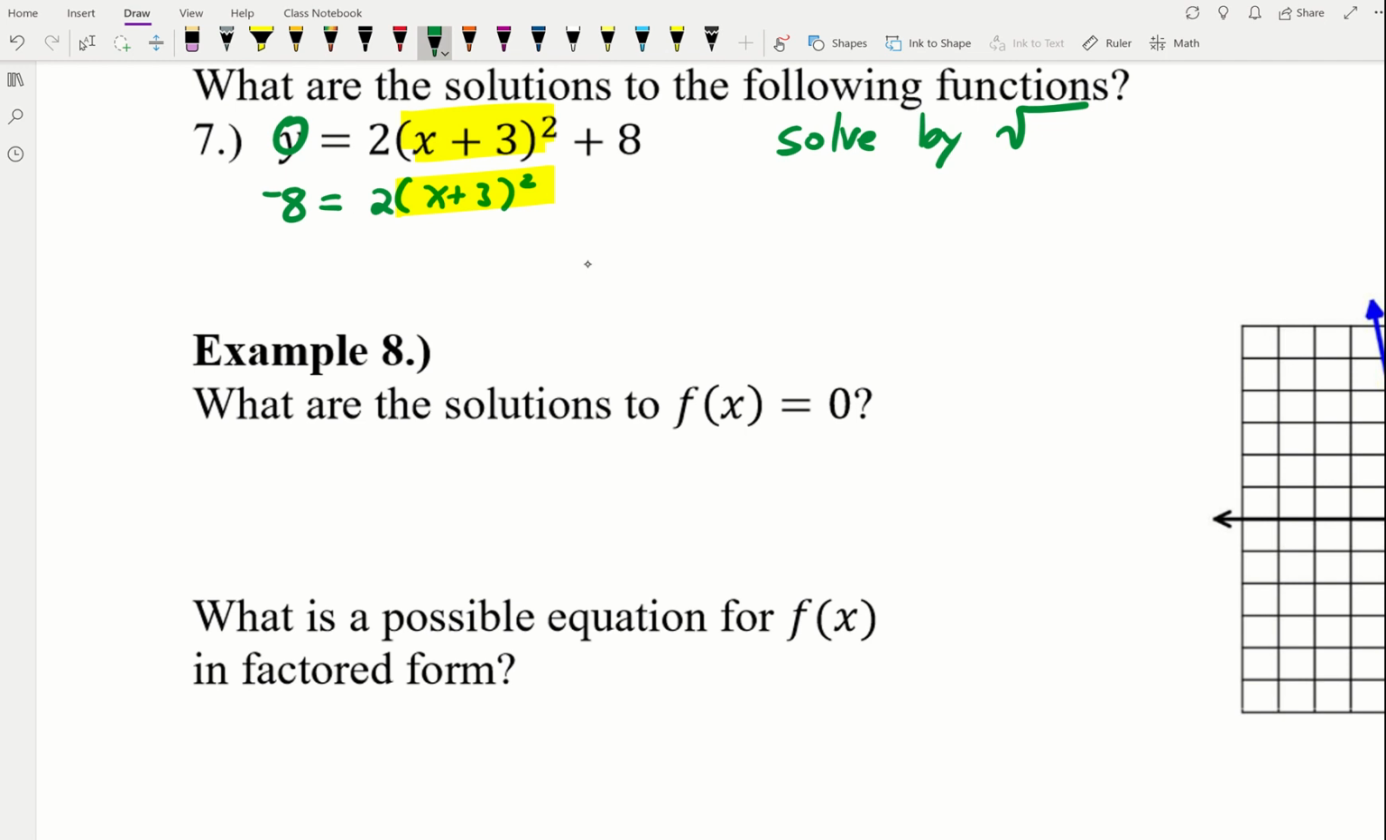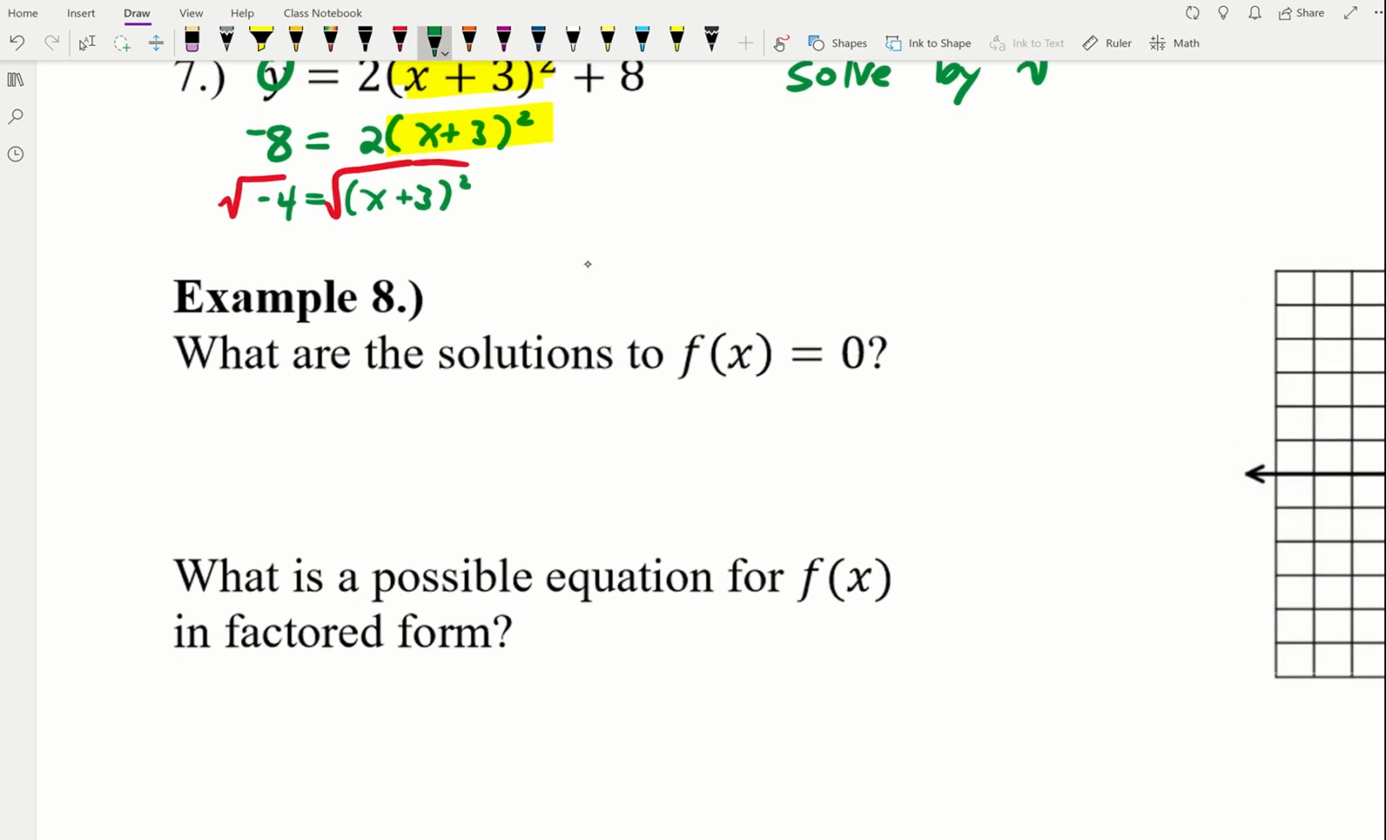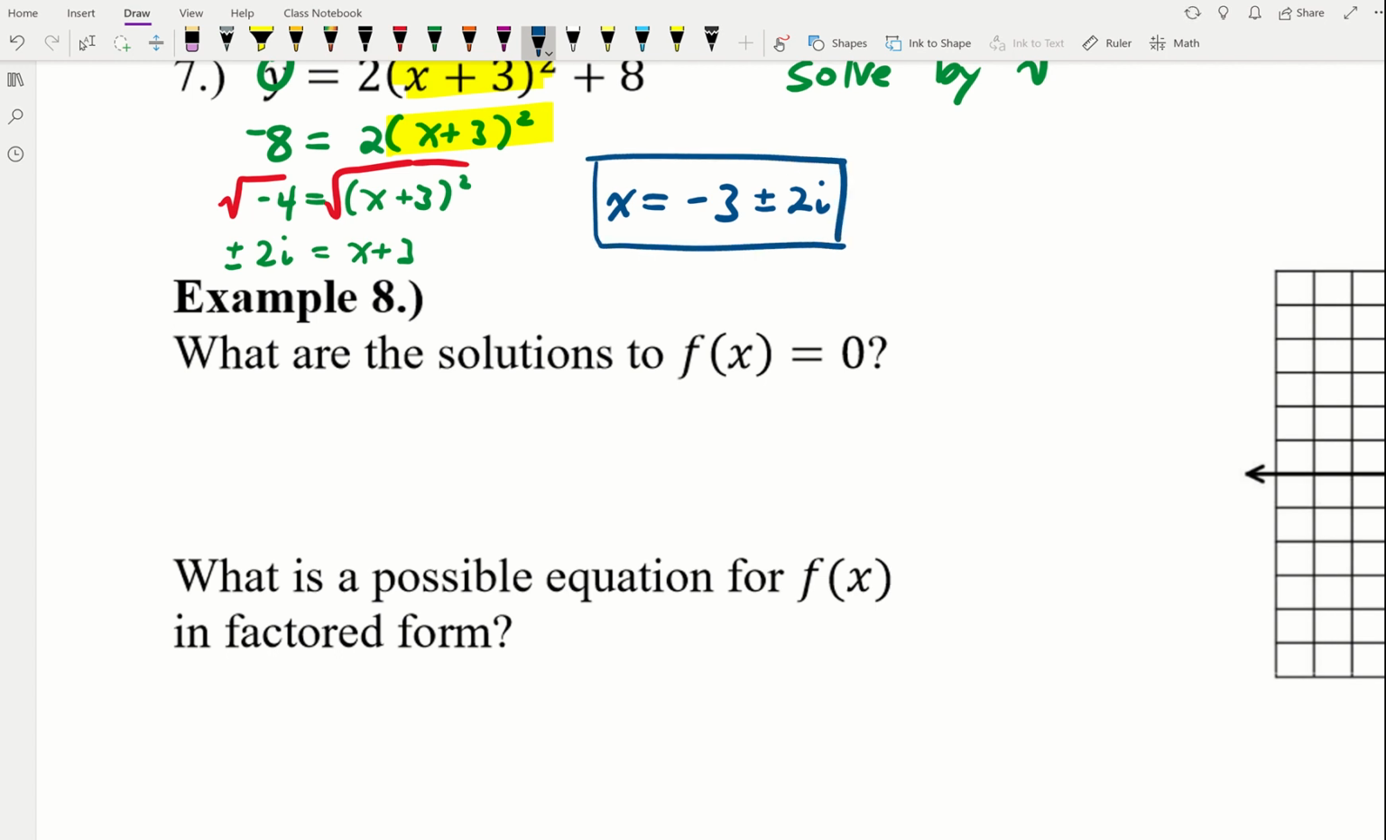Divide both sides by 2. That's going to be negative 4 equals (x plus 3) quantity squared. Once we've isolated the binomial squared, we can go ahead and square root both sides. Now on the left side, we have the square root of negative 4, which hopefully you remember is 2i, but don't forget plus or minus. And then x plus 3 would be on this side. As we go to isolate the x, we're going to subtract 3, which gives us negative 3 plus or minus 2i. Those are not like terms, which means that's as far as we can go with our answer.